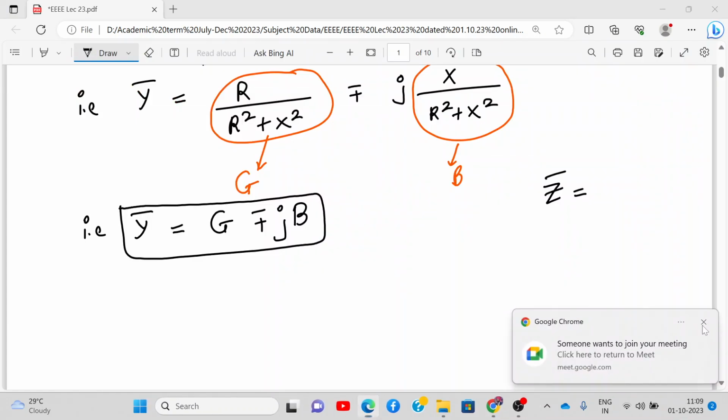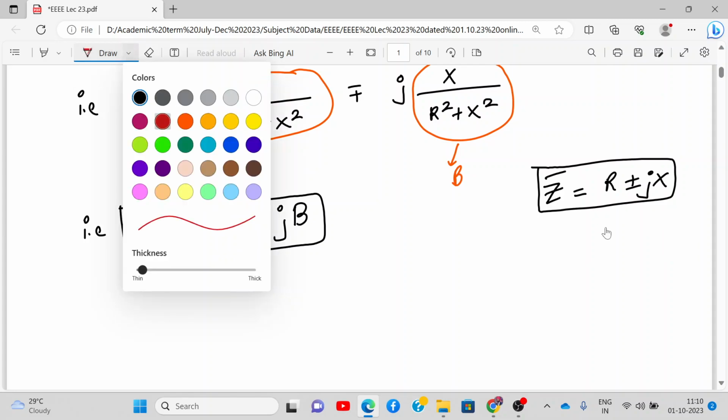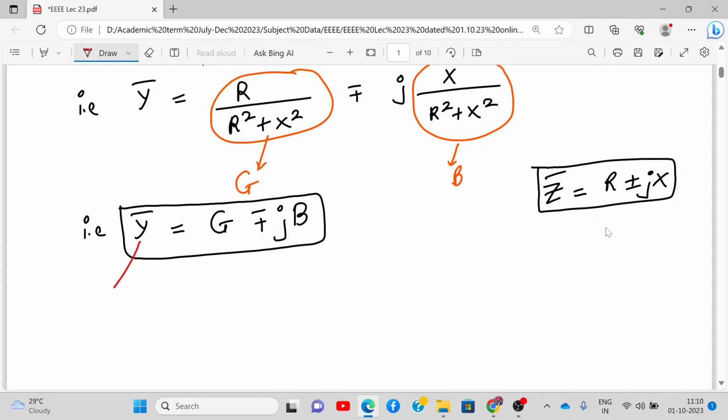So Z bar is equal to, what was the format? R plus minus JX. And your Y bar is represented by G minus plus JB. Here let me write the various terms. Y bar is called admittance, and its unit is mho, the opposite of ohms. G is called conductance.